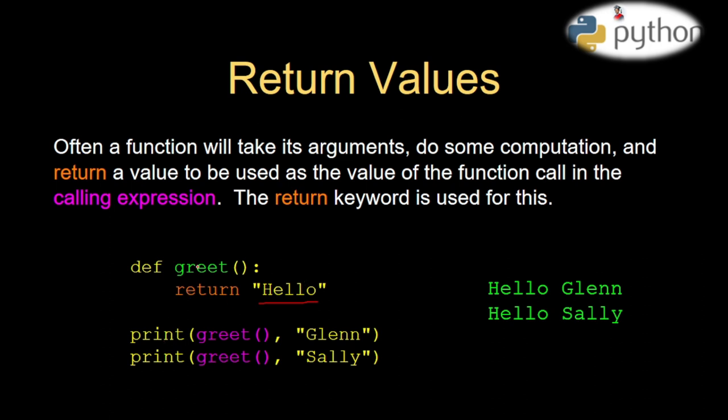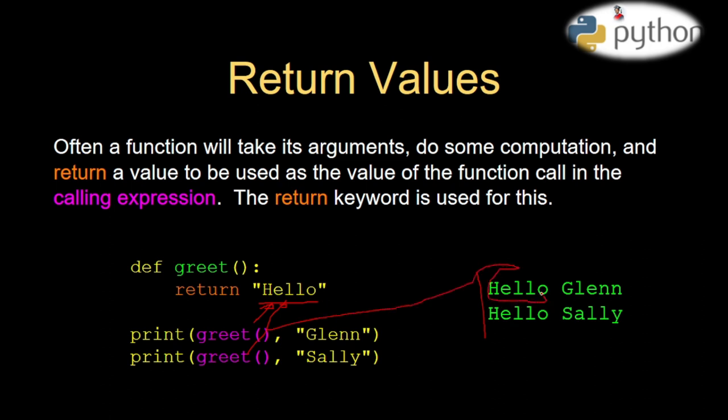To this function great, when we call great the output is hello, for example print great. The second time, print great comma plain. This is simply characters under quotation, or a normal string, then hello gilman, hello sally output will be shown.